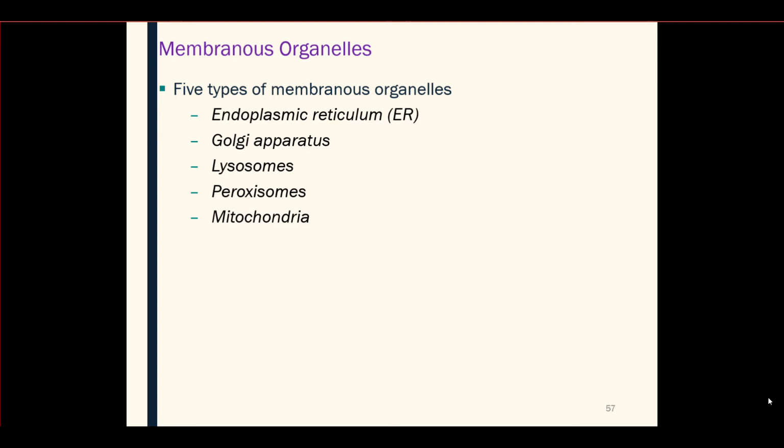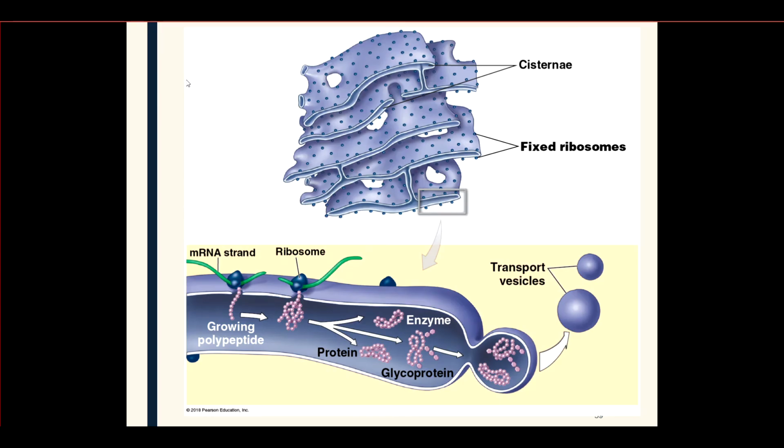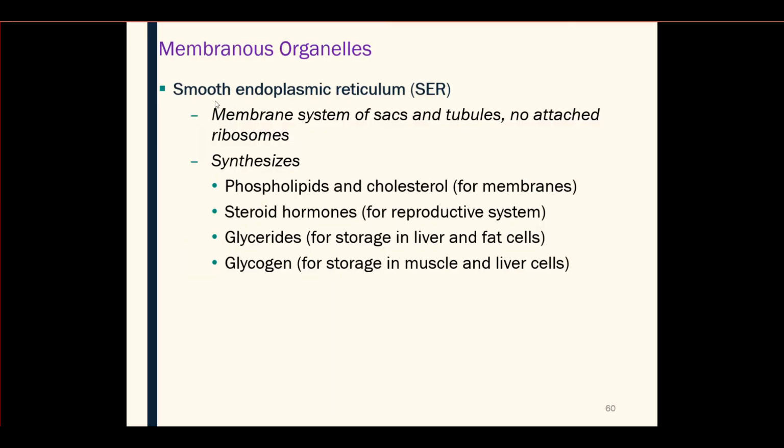We're going to take a look at the ER, known as the endoplasmic reticulum. Now there's two types. We're going to see there's rough and smooth. Then we'll take a look at the Golgi apparatus, lysosomes, peroxisomes, and mitochondria, not necessarily in that order. So let's take a look at the ER first. Now there's two types of ER. There's going to be rough, and if we go to the next slide for a minute, you'll see there's going to be smooth.